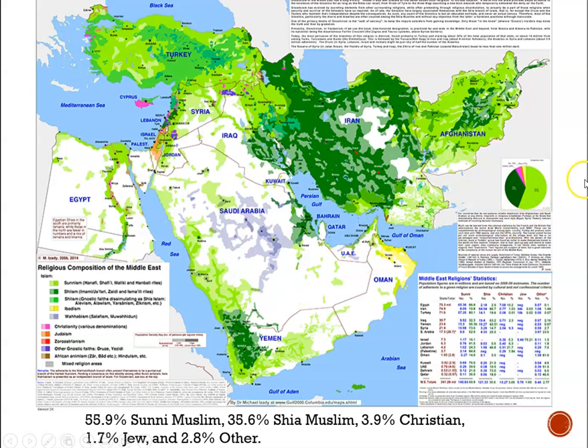Okay, so this is another thing to consider, that about 55-56% of all Muslims are Sunni, especially in the Middle East, and about 35-36% are Shia or Shiite Muslims. Less than 4% are Christians, and by the way, that number is probably getting smaller because Christian communities have been targeted in Syria, in Iraq, in Lebanon, and so forth.